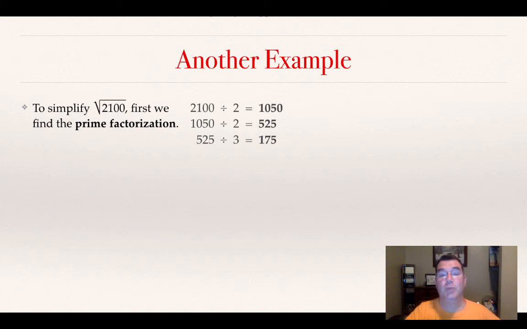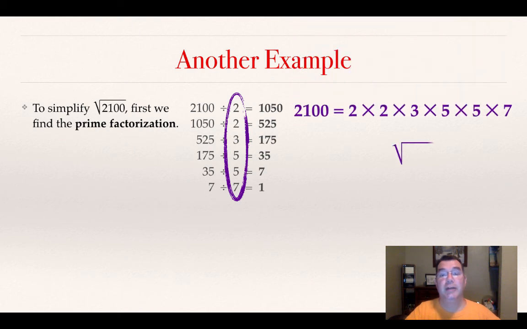525 divided by 3 is 175. That can be divided by 5. 175 divided by 5 is 35. That can be divided by 5 again, and the answer is 7. And that can be divided by 7, and the answer is 1. So once I get to 1, I know that I've finished with the prime factorization, and there it is right there. So 2,100 is actually 2 times 2 times 3 times 5 times 5 times 7.